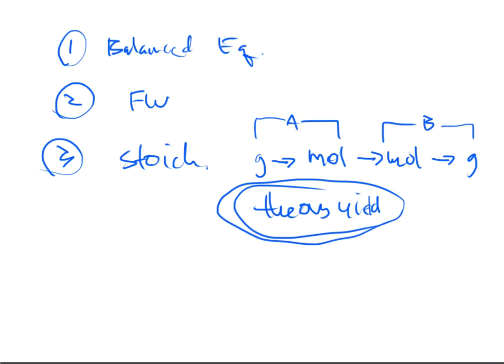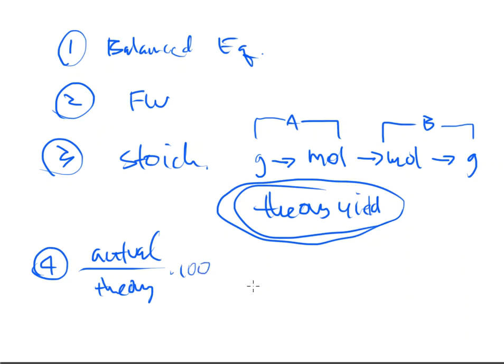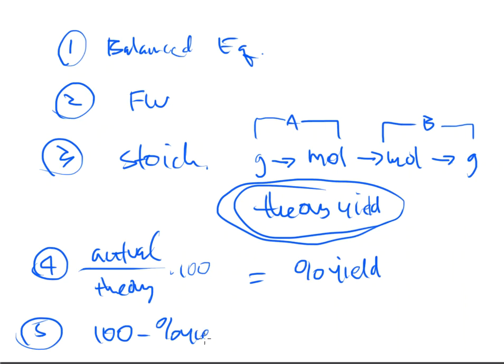Then step 4, most of the time we know what the actual amount is because we did it already. We divide by the theory and multiply by 100. And that will give us the percent yield. And then step number 5, sometimes we take 100 minus percent yield. And this will give me the percent error.